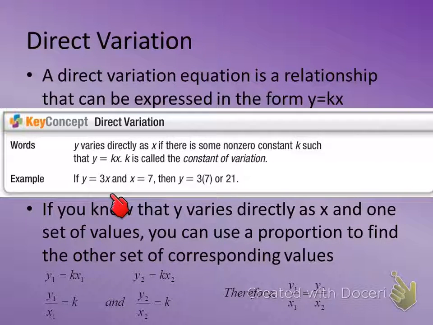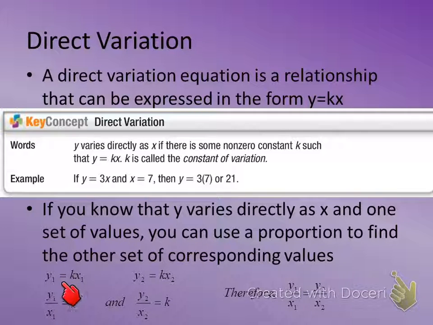Now you can use that if you know that y varies directly as x, and you know one set of the values. You can use the proportion to find the other set of corresponding values, because the k's will always be the same in any individual problem. So since you know that it varies directly, then these k's have to be the same. So that's why it solves.